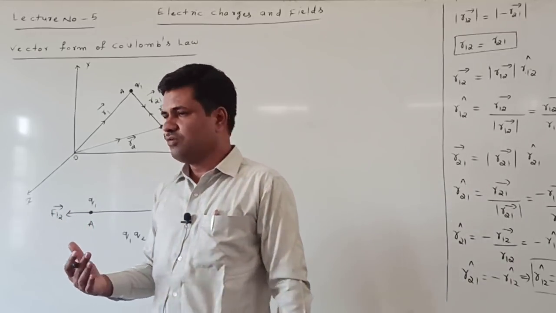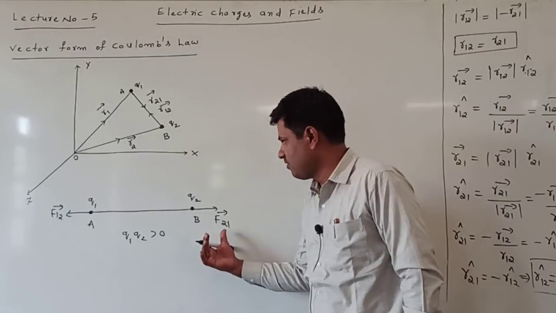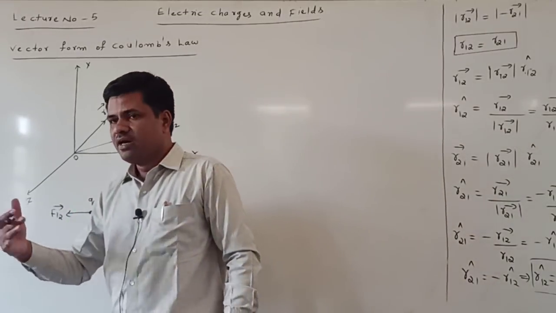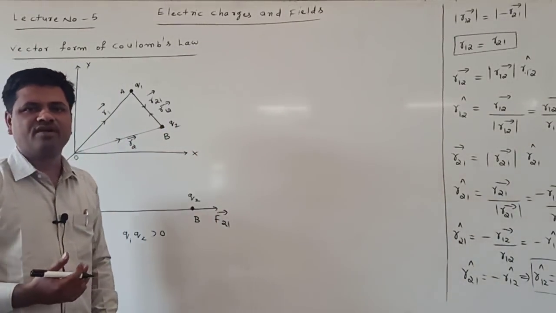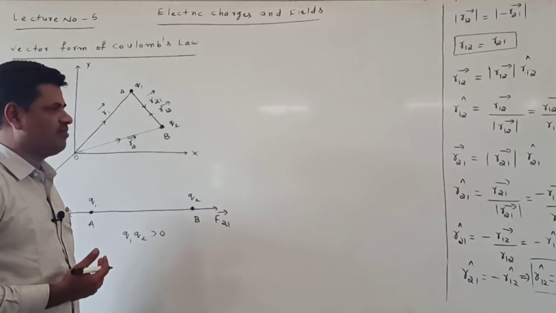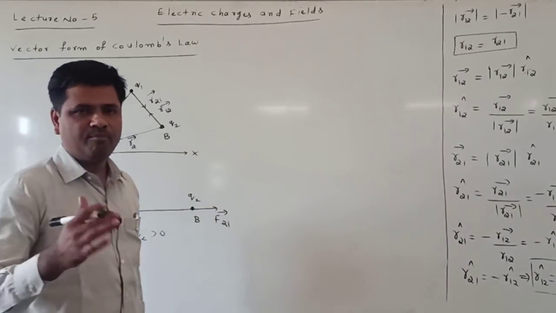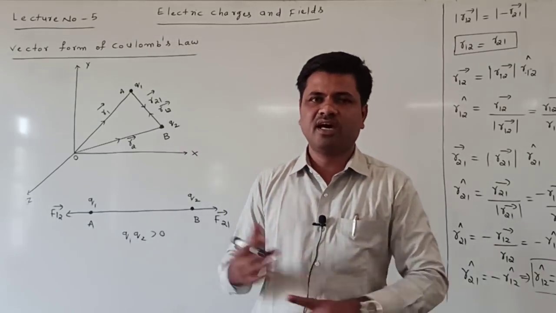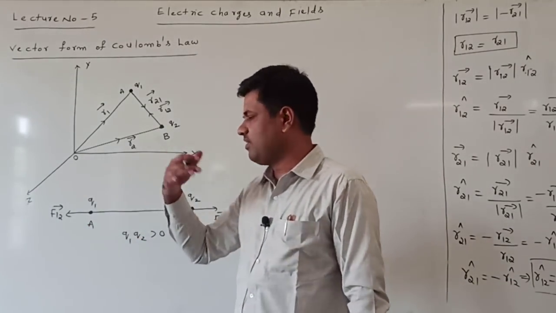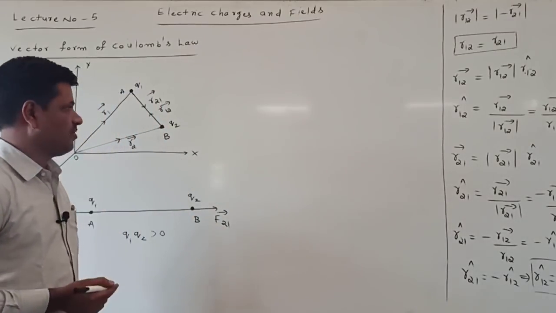These two forces are repulsive forces. F12 bar is a repulsive force. That's the reason we are giving the directions away from the charges. Very, very important directions here. Like charges repel each other, that's the reason the directions are given away from the charges.